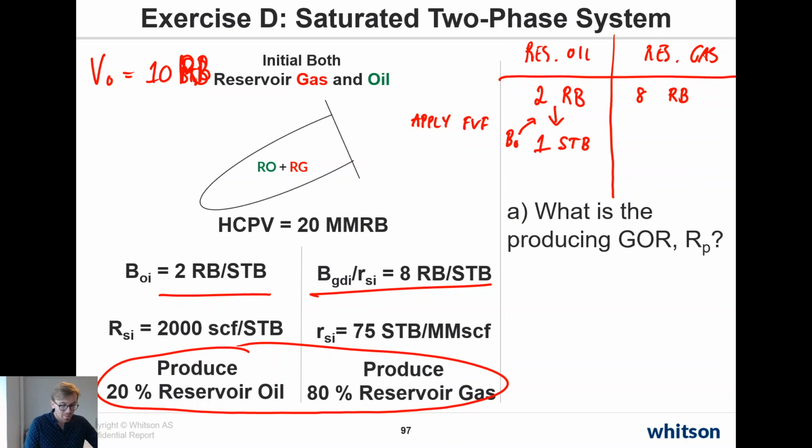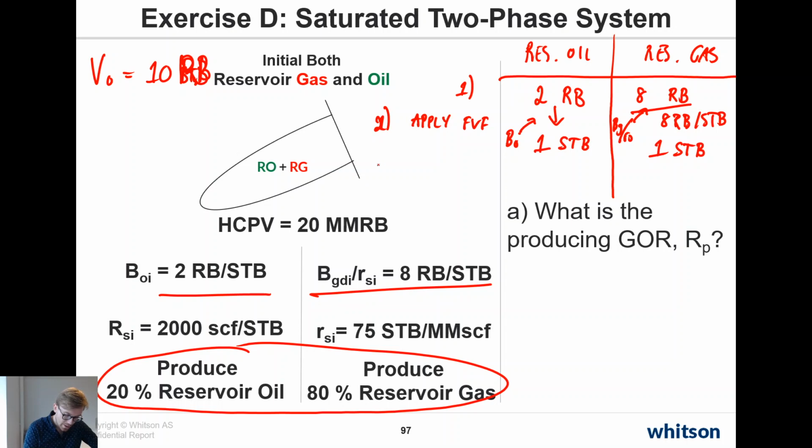If we do the same with the reservoir gas phase and apply the Bgd over little rs, then we get 8 reservoir barrels divided by 8 reservoir barrels per stock tank barrel, which will also give us 1 stock tank barrel. That's the second step, and this was the first step.